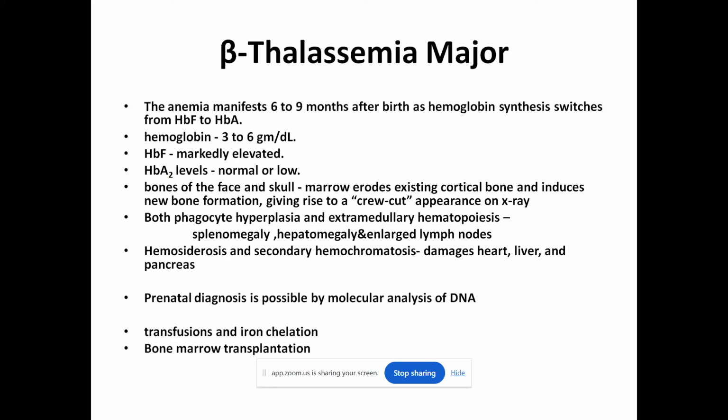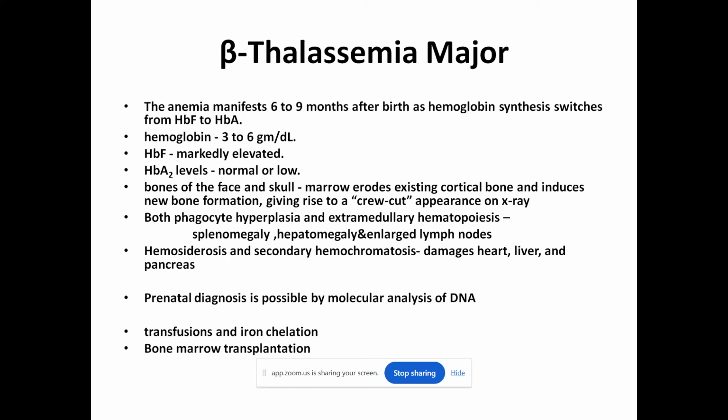Due to the marrow expansion, there will be cortical bone erosion and new bone formation. It produces the crew cut appearance in the X-ray. And due to phagocytic hyperplasia and extramedullary hematopoiesis, all the organs like liver, spleen, and lymph nodes will be enlarged. There will be more destruction. It produces secondary hemochromatosis, and this hemochromatosis usually damages the heart, liver, and pancreas.